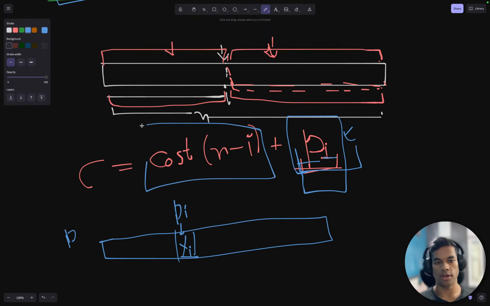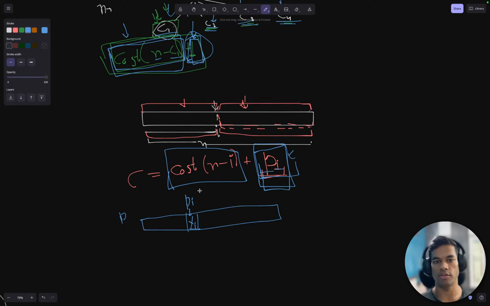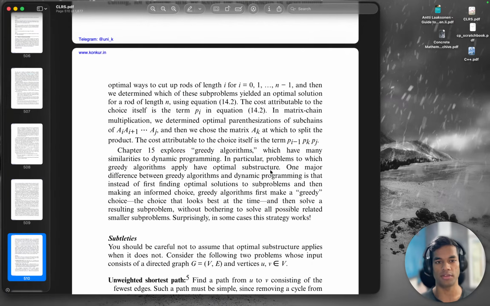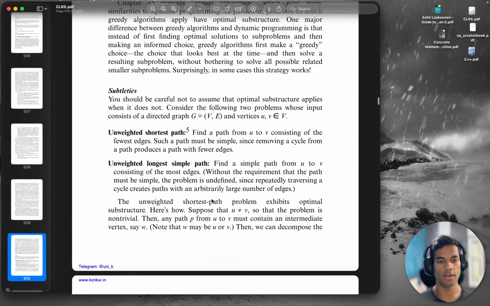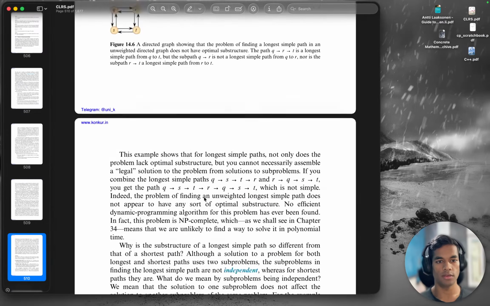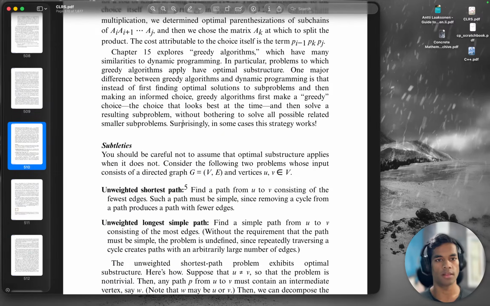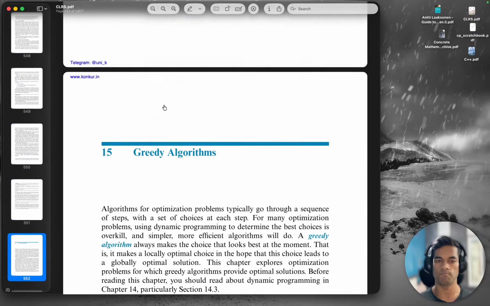There is a cost associated with the subproblem and a cost associated with making that choice itself. So we have seen quite a bit till now in this chapter. That is a lot to take in, but slowly we will see quite more. Let's go. Let's not stop. Chapter 15.